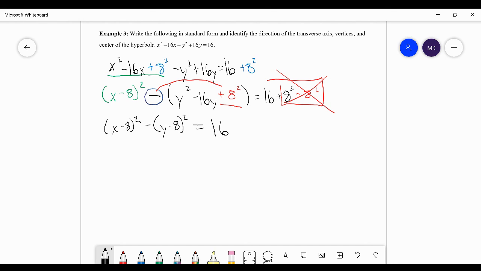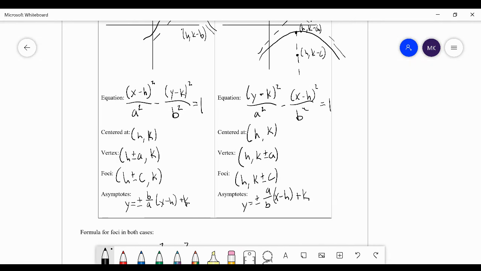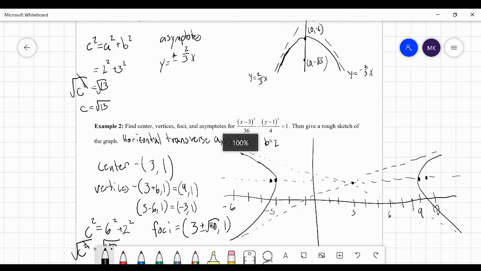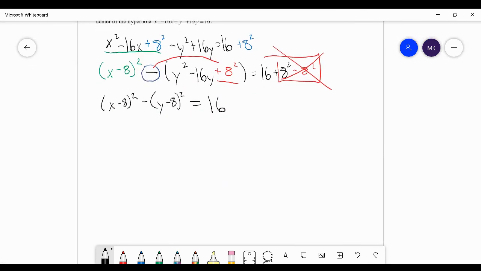After completing the square on both of these, I ended up with x minus 8 squared minus y minus 8 squared. And that equals 16. So you may be thinking, okay, but what about my a and my b value, right? But if you remember, let's go back up to our equation. Both of these equal 1. Okay? It has to equal 1. This equals 16. So I simply need to divide by 16.